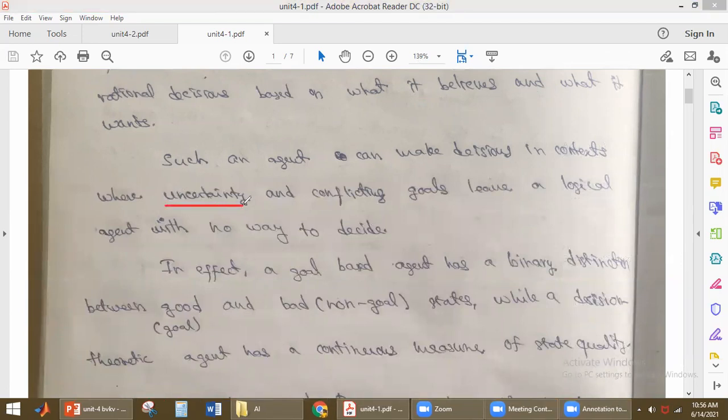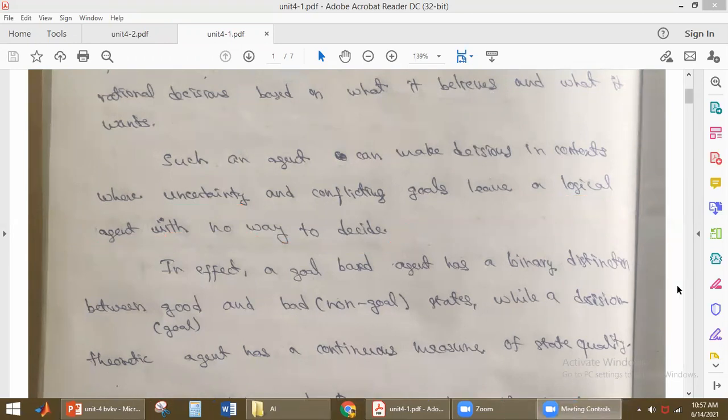And this decision theoristic agent, I told you, is able to take the decisions in uncertain environments and conflicting goals. Whereas a logic agent will get confused whenever there are conflicting goals. It will be confused about which decision to take. Sometimes it will not take any decisions, because a logic agent depends only on some laws. If that particular law is not satisfied, it will not take any decisions. It will get confused. Whereas this decision theoristic agent will be able to take the decisions if the environment is uncertain and if it has conflicting goals also.